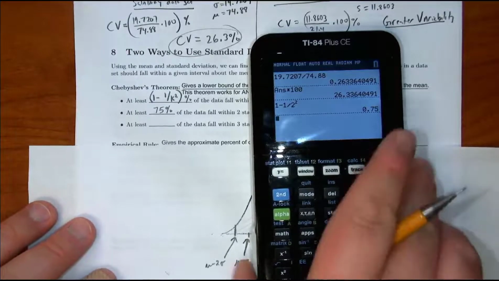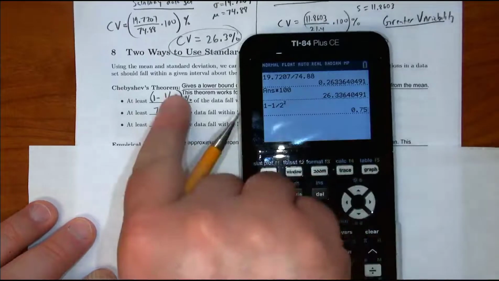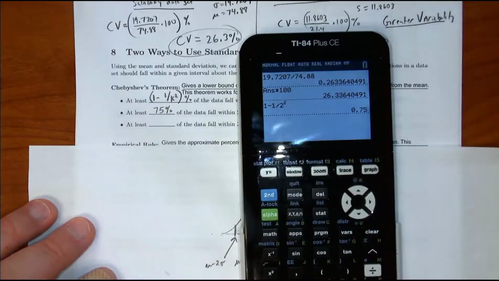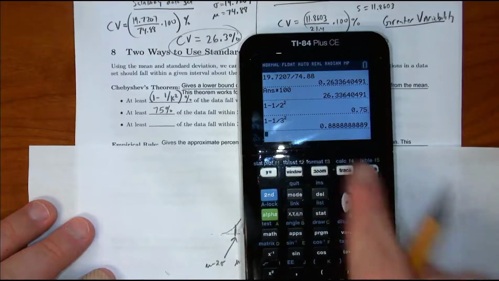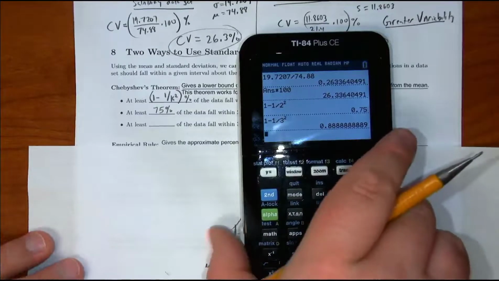What about for 3 standard deviations? You probably can't do 3 in your head, though you can do the fraction. If you plug in a 3, it's 1 minus 1 over 3 squared, so it's 1 minus 1/9, which is 8/9. Whatever the decimal of 8/9 is, I don't know, but 1 minus 1 divided by 3 squared turned to a percent is 88.9%.